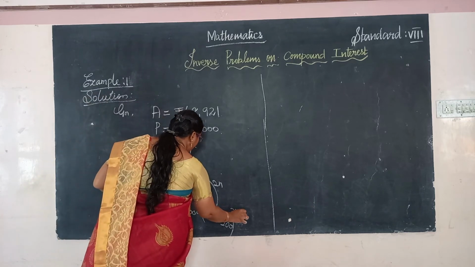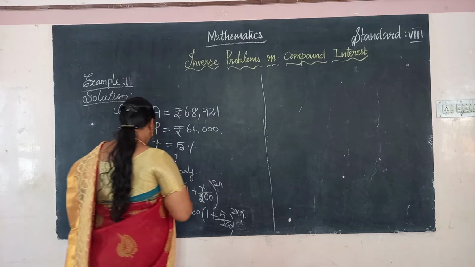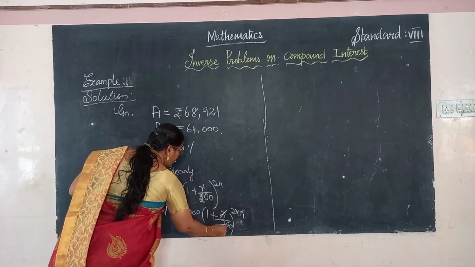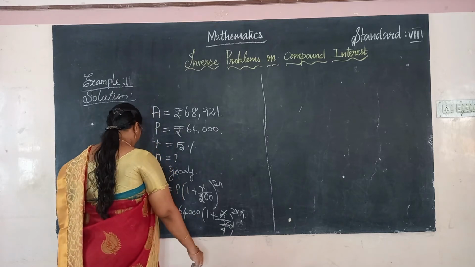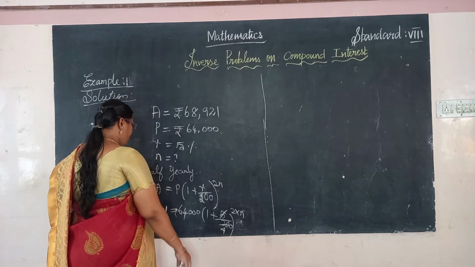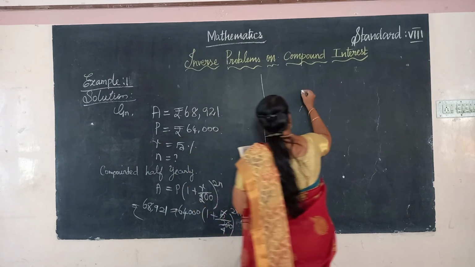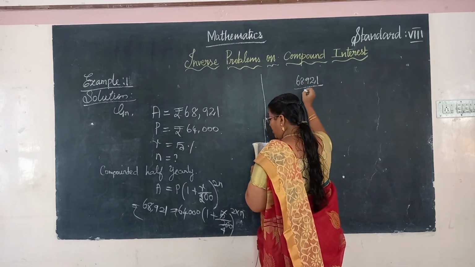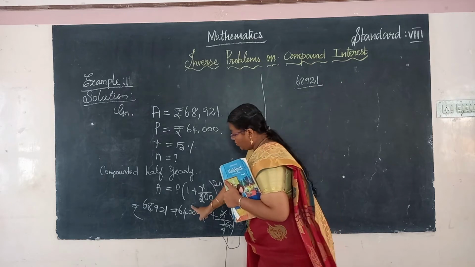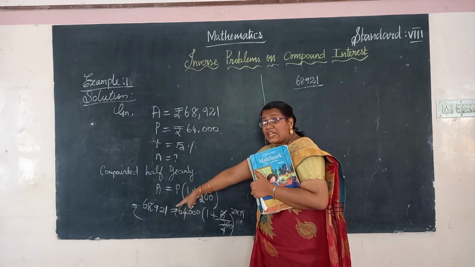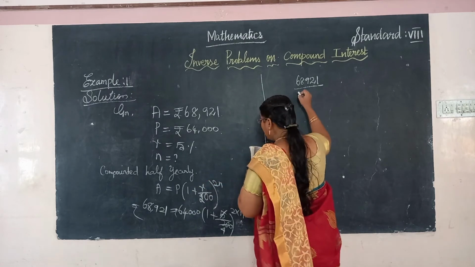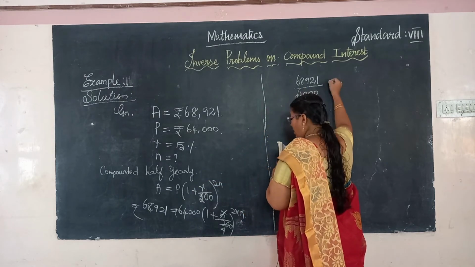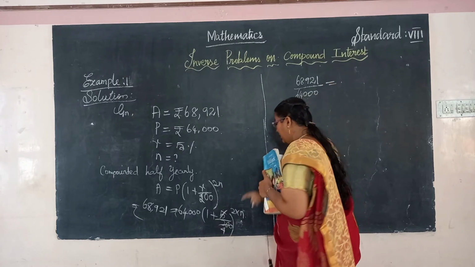Okay, so 2n. It cancels, 5 fours are 20. You can write 68,921 by 64,000. Numerator moves to that side by using the transpose method, denominator division. So 64,000 is equal to, here, 40.